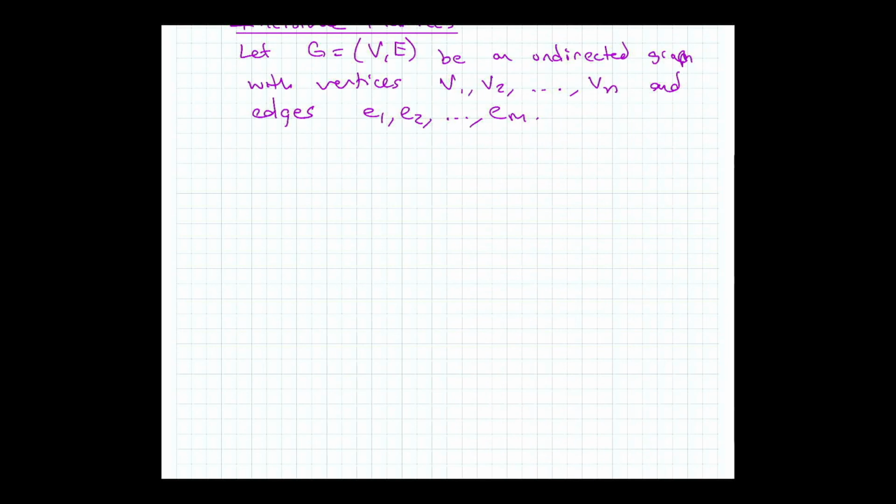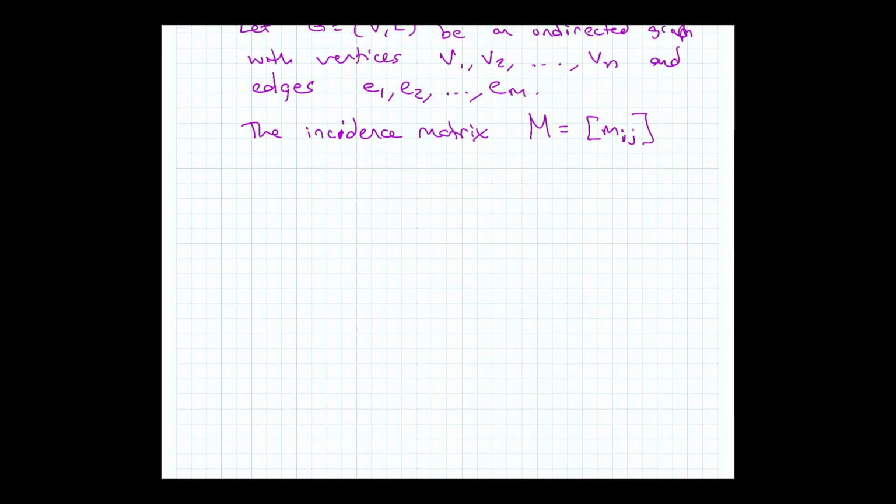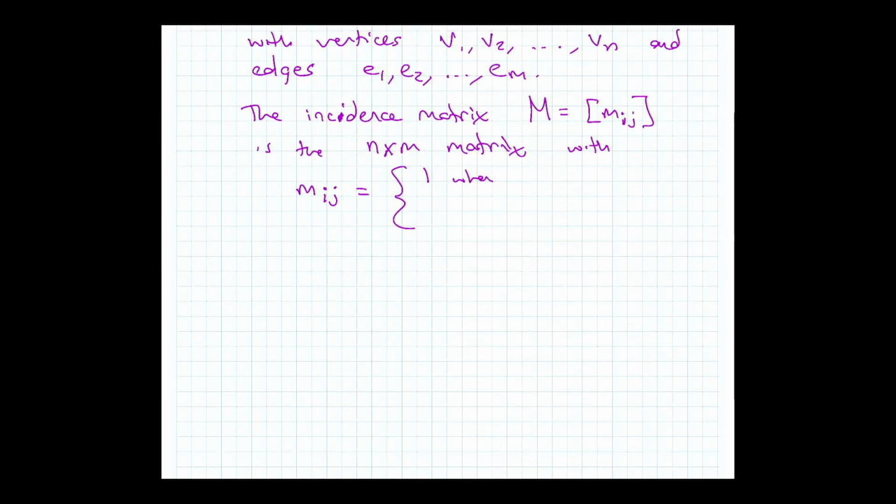So the incidence matrix, we're going to call it M, and the entries are going to be Mij again. It is the n by m matrix where Mij is going to be, it's a different formula here, a 1 when edge Ej is incident with vertex Vi, and then it's a 0 otherwise.